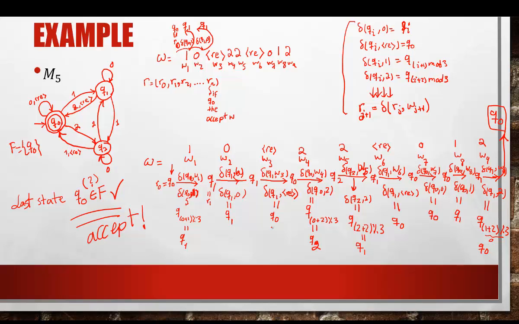And if we had another sequence, and we went through all this computation, as you saw here, and we ended up in Q sub 1 or Q sub 2 as the last state, then that string would not be accepted.